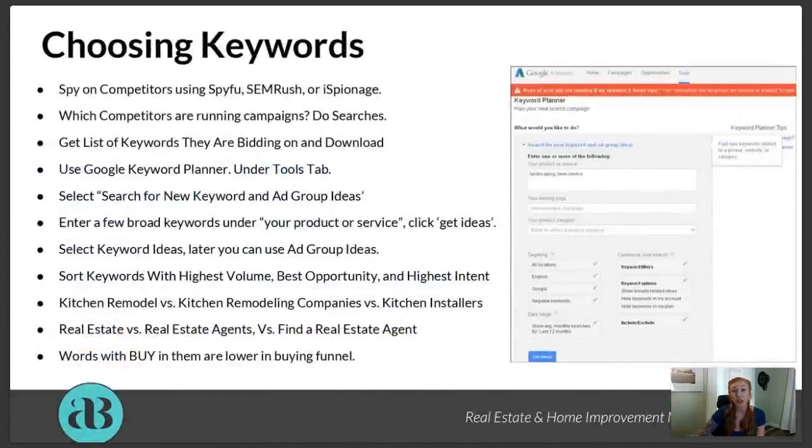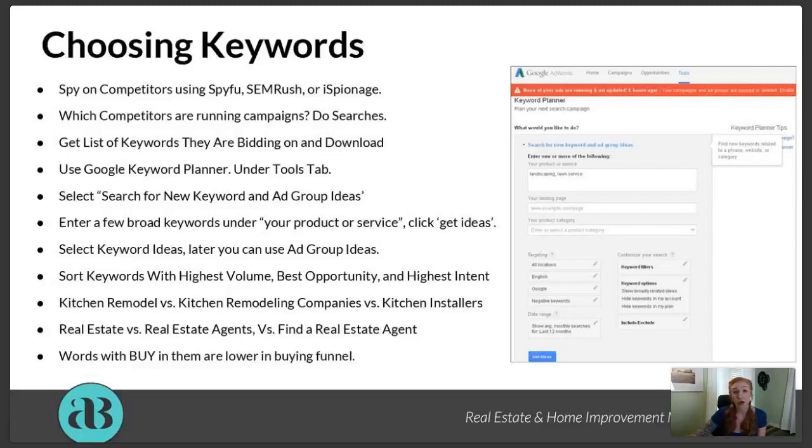The next thing you want to do is start choosing your keywords. And the best way to do that is to use spy tools or competitor search tools. So I use something called SpyFu. There's other products called SEM Rush, among others. And it's going to be a great way for you to identify what your competitors are bidding for, what keywords they're actually paying for on AdWords. You can see what they're ranking for organically, how much they're paying, how many clicks they're getting. So a lot of great information can be found there.